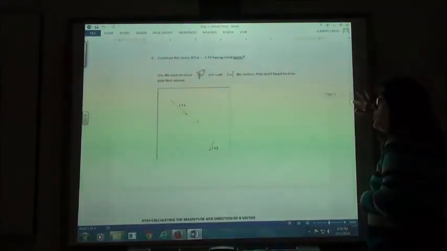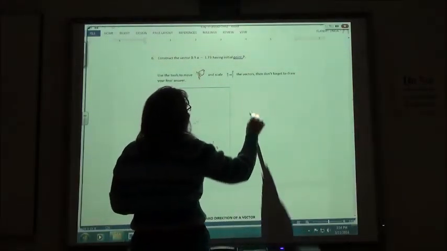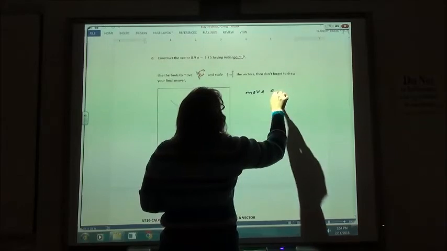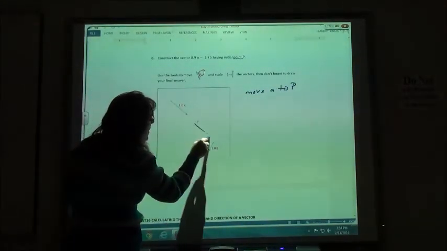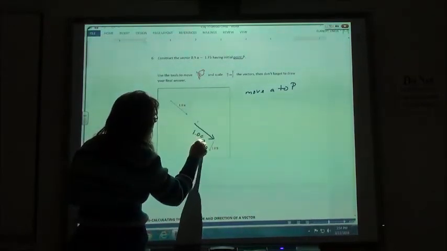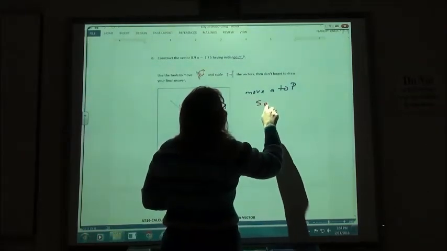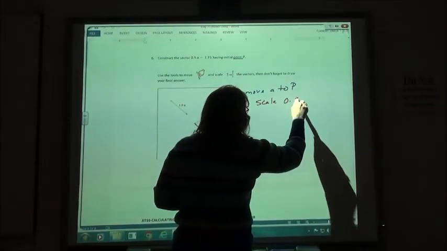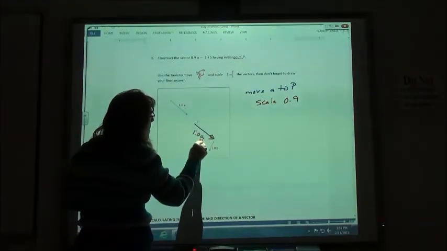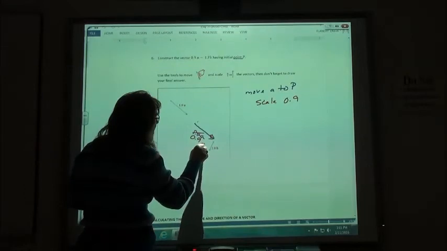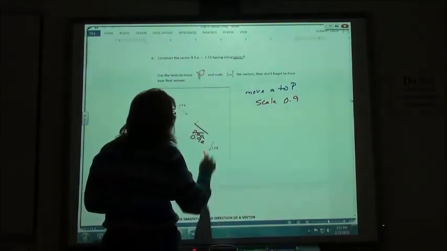One more of those, we are constructing 0.9A minus 1.7B. So move A to P again. Starting with A, I'm going to move it to P. It's going to be like that. It's going to say 1.0A. I'm going to scale it, so it's going to be 0.9. So it's just going to be a little bit shorter. I'm going to push the end back. And so now it's going to say 0.9A. It's going to be a little bit shorter. We'll just say it ended there.